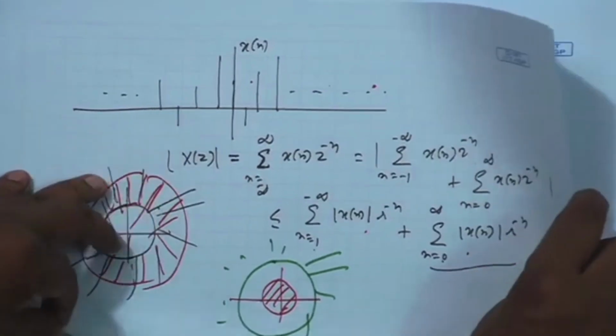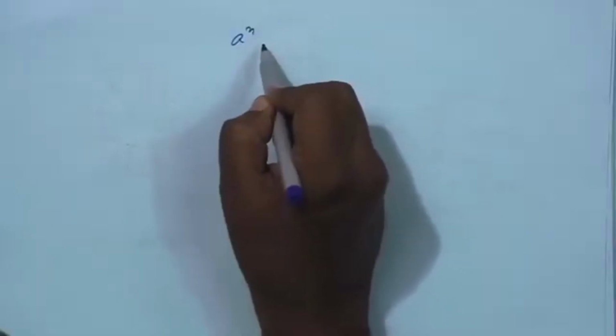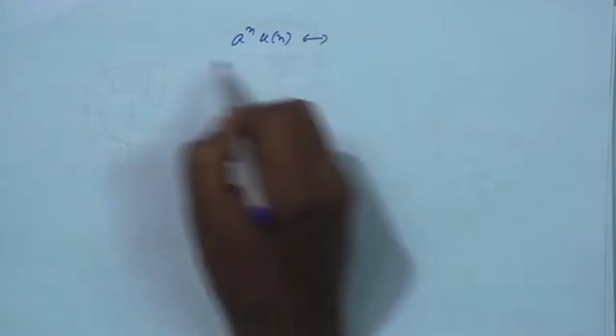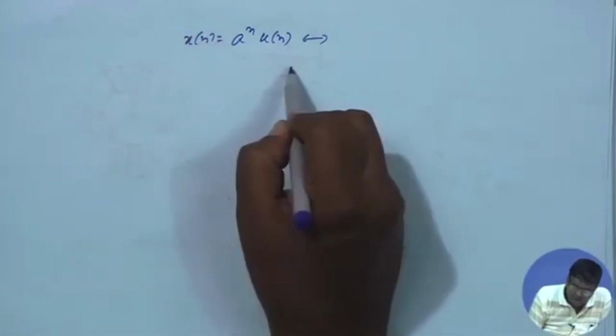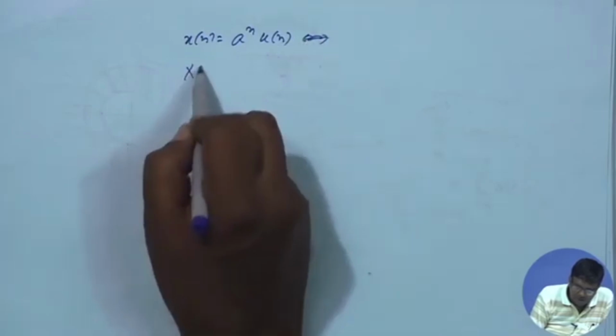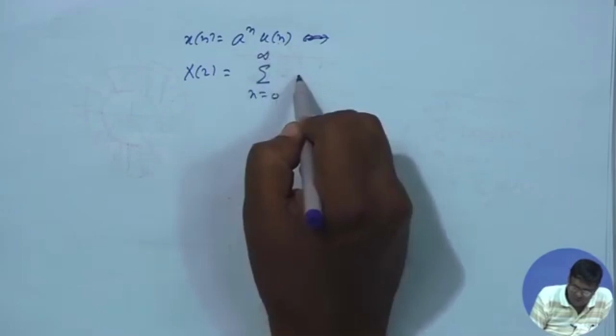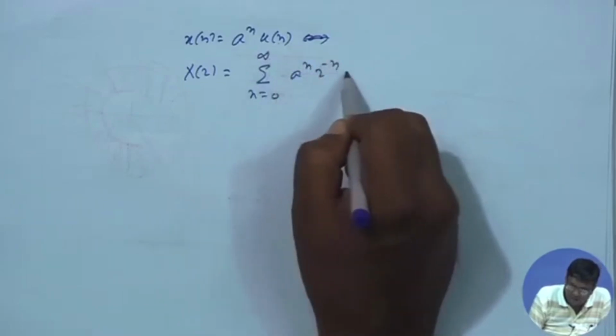Okay. See, region of convergence is very important, because you see, I can give you the same Z transform expression for different sequences. Suppose I give you a to the power n u[n]. Okay. What is the Z transform and ROC? Okay. If this is x[n], it will give rise to what? X(z) is summation. Since u[n] is present, it will be from 0 to infinity, and therefore, a to the power n z to the power minus n.